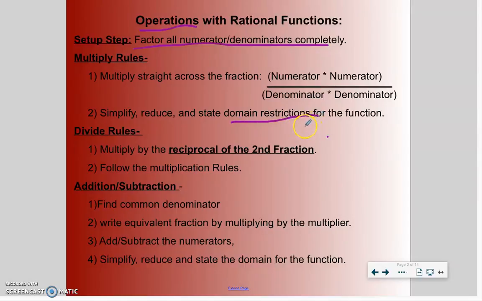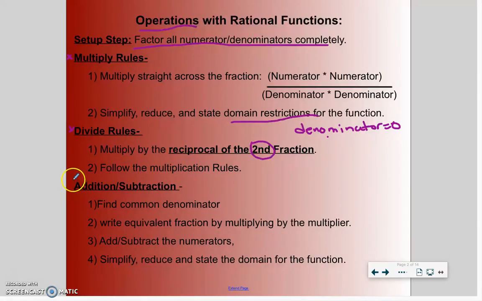Keep in mind your restrictions is what makes the denominator equal to 0. So whatever's left in the denominator, set that equal to 0, and those are your excluded values. Those come in handy when it's 8.6. Those are values we cannot have. Now the only difference between multiplying and dividing is that with dividing, we do the same exact first step. We factor all the numerators, we factor the denominators. It's just that now we multiply by the reciprocal of the second fraction. And then you follow the multiplication rules. So really the division is the same thing as multiplying. We're just going to multiply by that reciprocal of the second fraction.